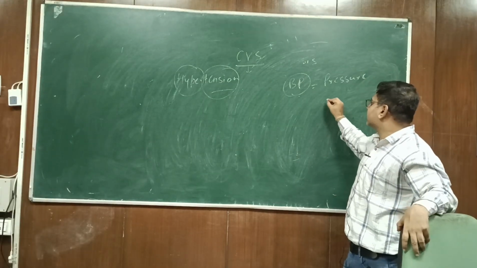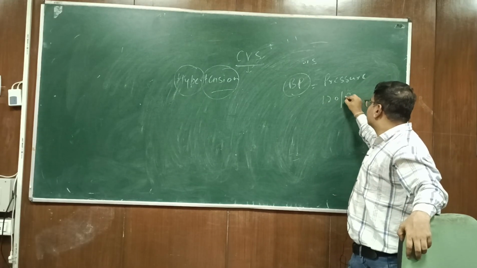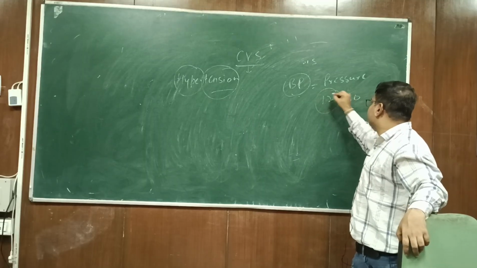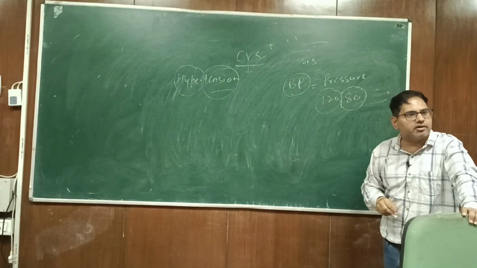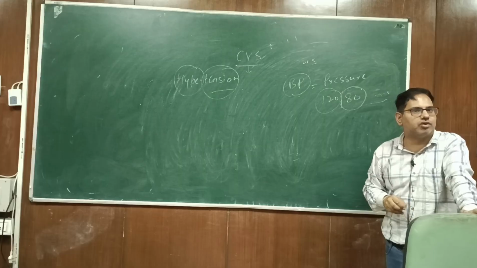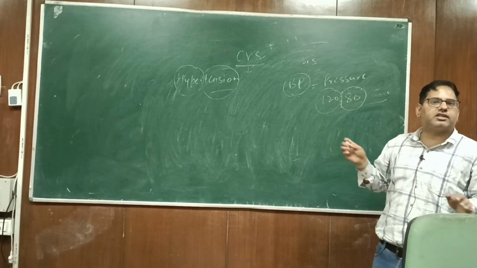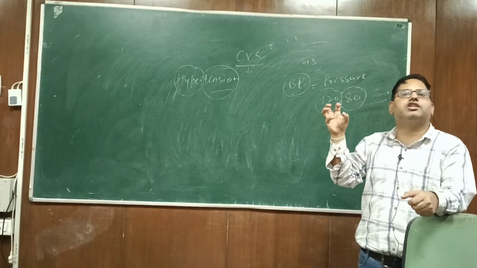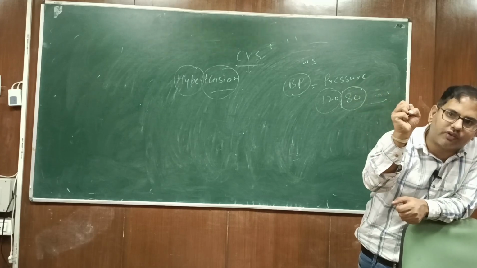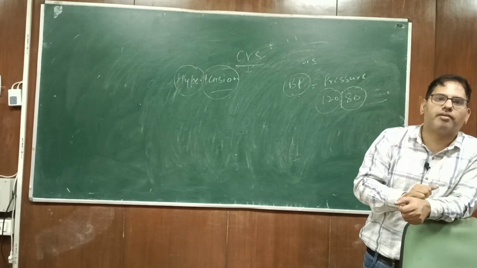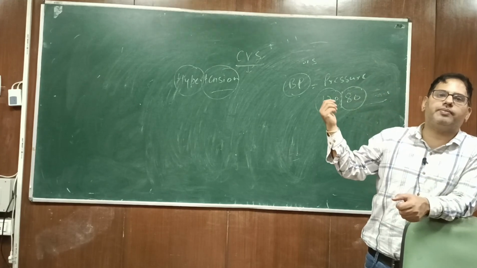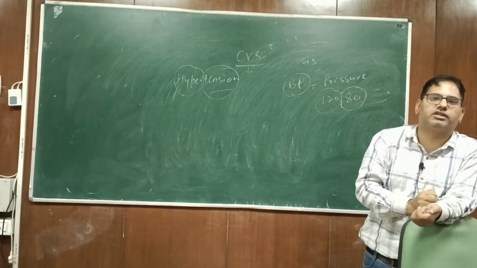So normally there is 120/80 mm of mercury. 120 is your systolic, 80 is your diastolic. Systolic blood pressure is the pressure exerted by the blood on the blood vessels during contraction of the ventricles. Hydrostatic is a different pressure which is in your blood circulation.